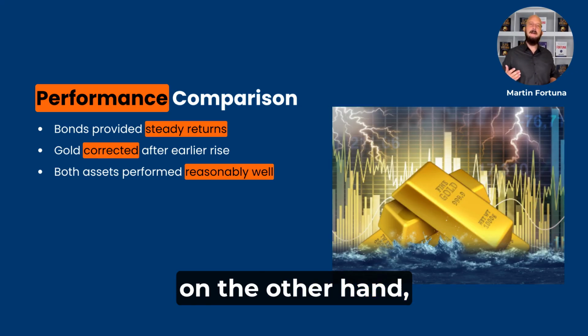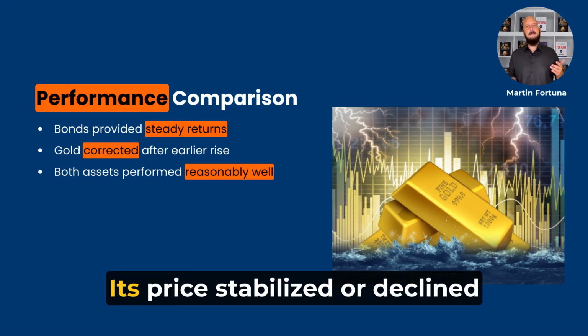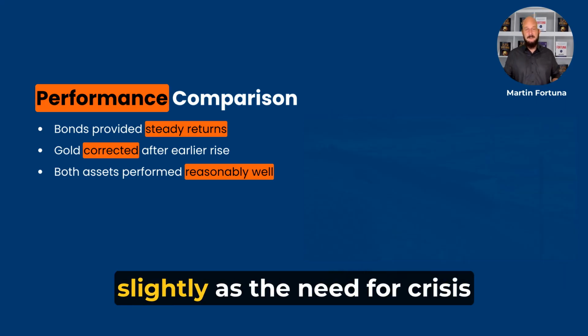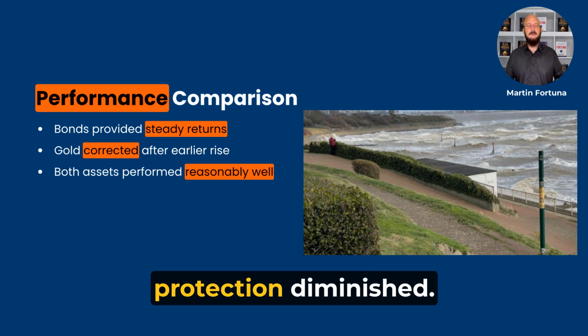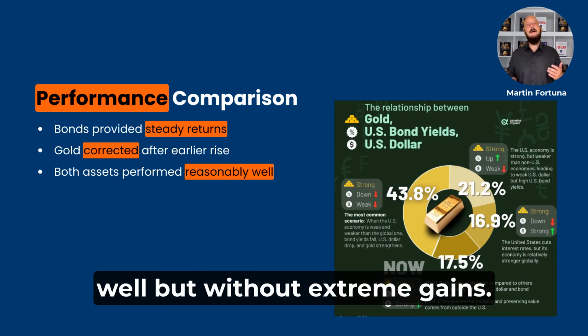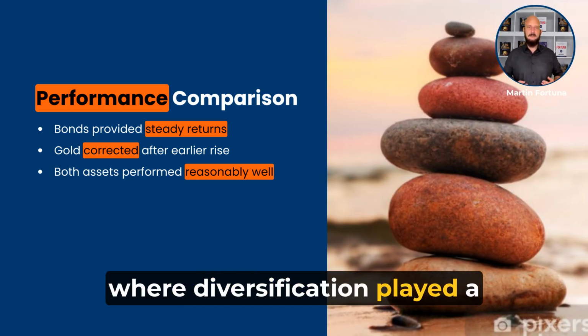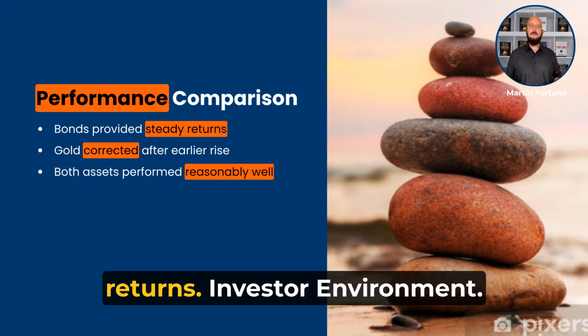Gold, on the other hand, experienced a correction after its strong rise in the previous decade. Its price stabilized or declined slightly as the need for crisis protection diminished. Both assets performed reasonably well but without extreme gains. This was a period of balance where diversification played a key role in achieving stable returns.